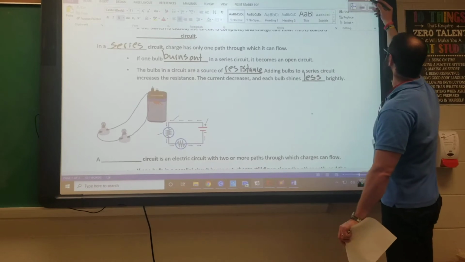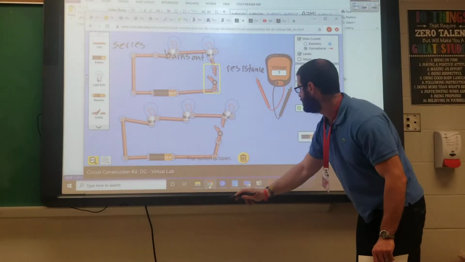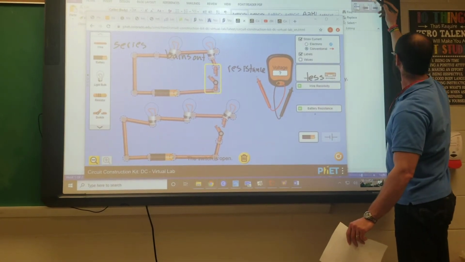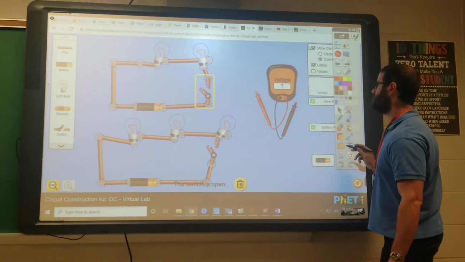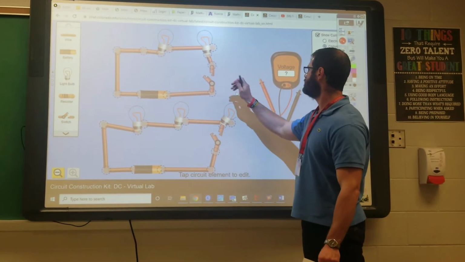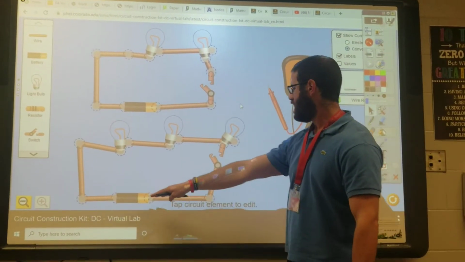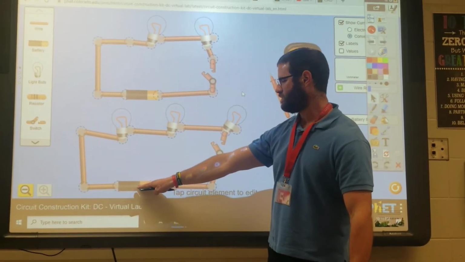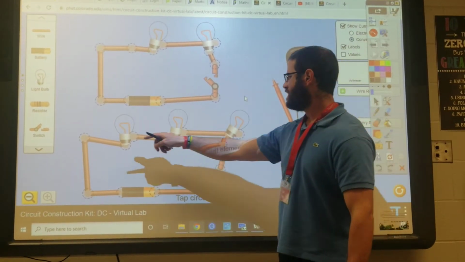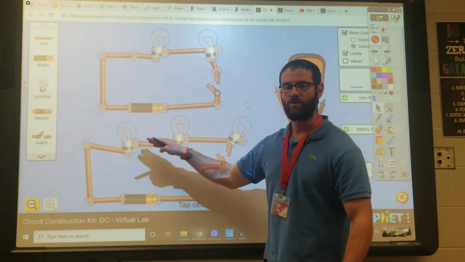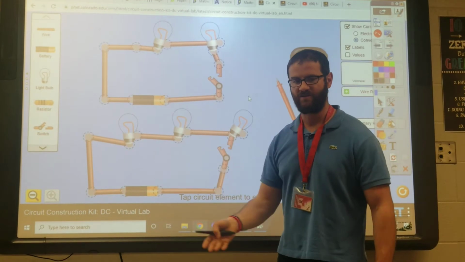Let me show you an animation of what happens here with the series circuit. In the top circuit, notice we have a circuit with two bulbs. We have a battery as our voltage source. In the bottom circuit, we have a battery as the voltage source, same as the top, but we have three bulbs. So in the bottom circuit, we have more resistance. Remember, the bulbs act as resistors. So adding more bulbs adds more resistance, which means what?